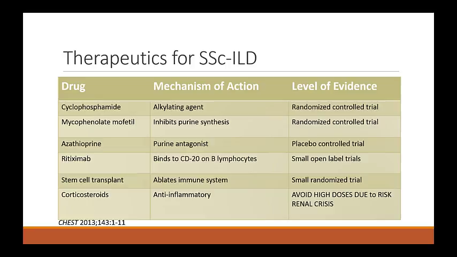These are the treatment options that are available. The ones we're going to focus on are cyclophosphamide and mycophenolate, better known as CellCept. We have RCT trials that support the use of these medications. Other medications are azathioprine and rituximab, which is currently being studied. You have stem cell transplants, for which there are ongoing studies. And there has really been no study to show that corticosteroids improve mortality, but that's also a therapeutic option used in patients. The thing to caution there is, again, the concern for renal crisis.